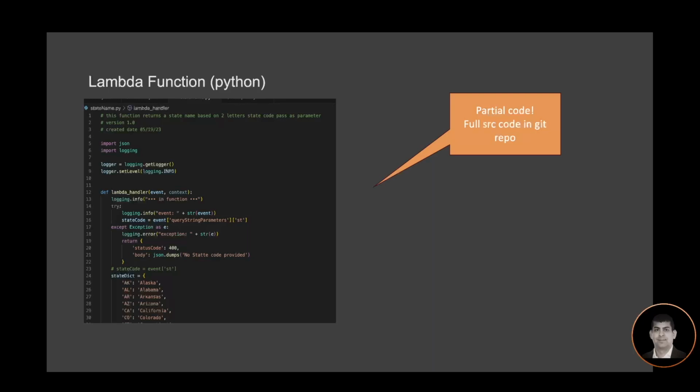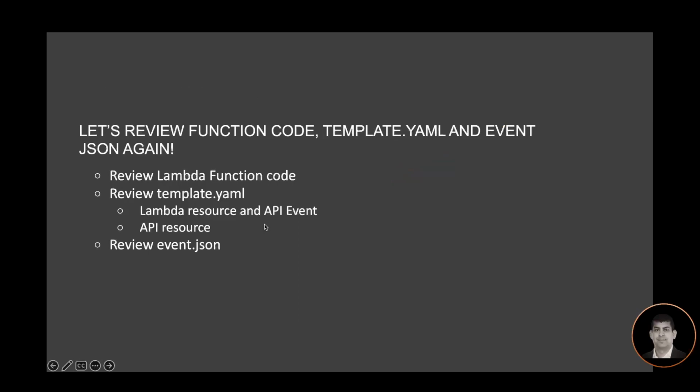So this is a simple function. It does have the logging and try-catch exception blocks here, but in a nutshell, it's getting a state code in the event via request, extracting it, and based on that state code, it's doing a lookup on the state dictionary and returning the state name in the response.